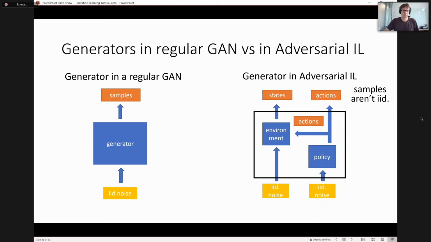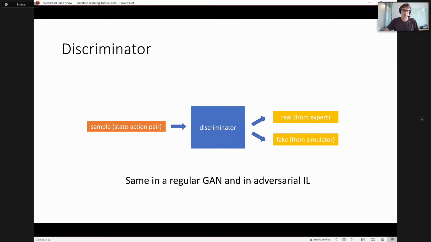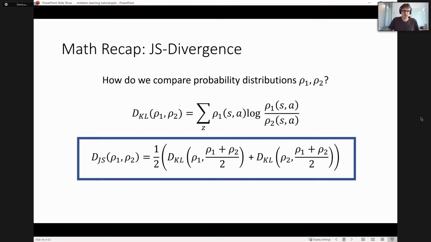Okay, so having looked at the generator, let us look at the discriminator. The discriminator is the same in a regular GAN and in adversarial imitation learning. We see a sample, and if we wanted an example from traditional GAN literature, the sample would be an image, and we feed it to the discriminator network, and the network is telling us whether it's real or fake. The imitation learning analogy is that rather than an image, I have a state action pair, and I'm feeding it into the discriminator, and the discriminator is telling me whether the state action pair looks like it came from the expert, or whether it looks like it came from the simulator, from my imitation learning algorithm. So the mapping here is that real samples are the expert samples, and the so-called fake samples are the simulator samples.